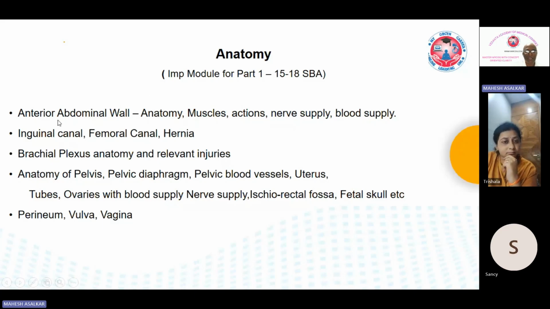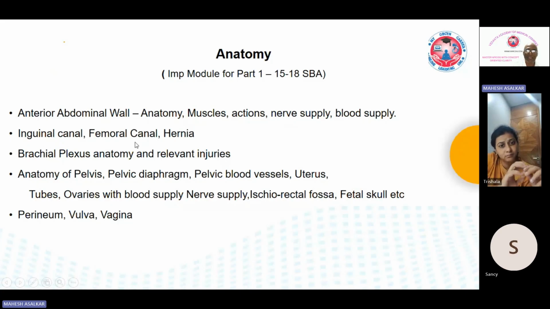So anterior abdominal wall: they ask most frequently around it. They ask about the anatomy, different muscles, external oblique, internal oblique, rectus muscle, actions of these muscles, nerve supply, blood supply. We have a separate lecture on this. All my lectures will cover most of the questions, and all the lecture PowerPoints will be given to you for reading. That will help you in the final for revision.